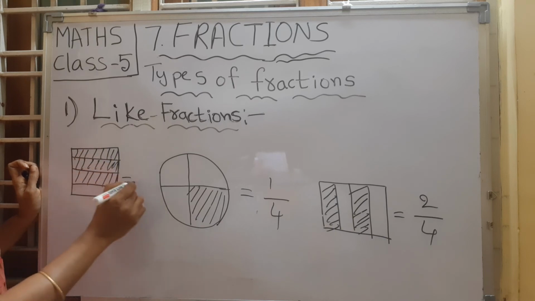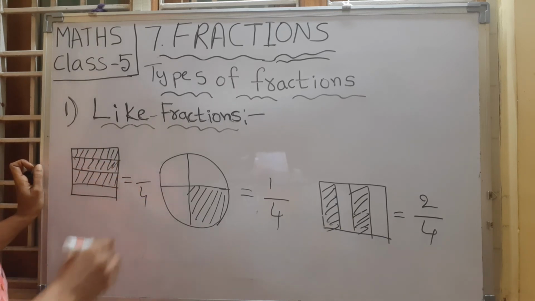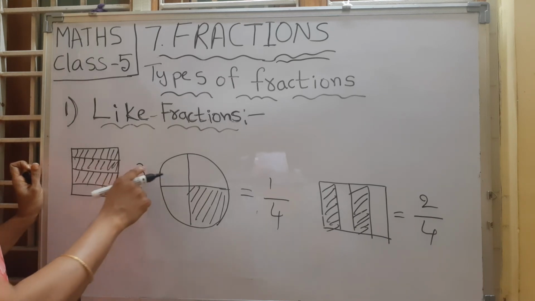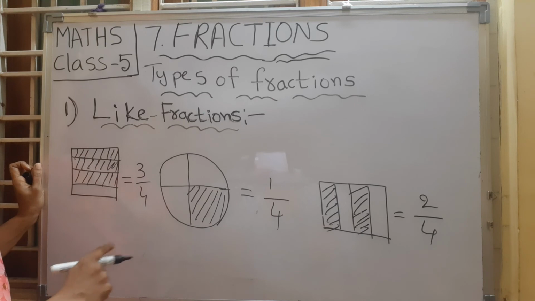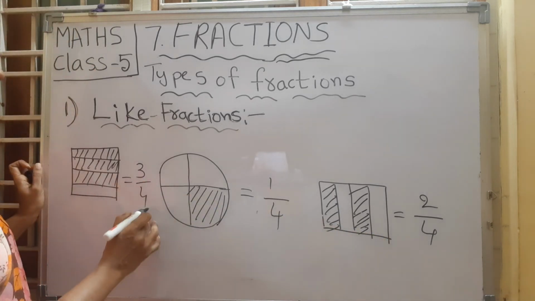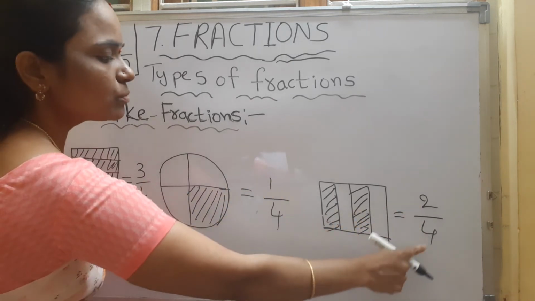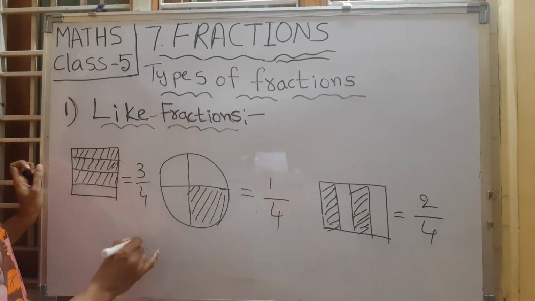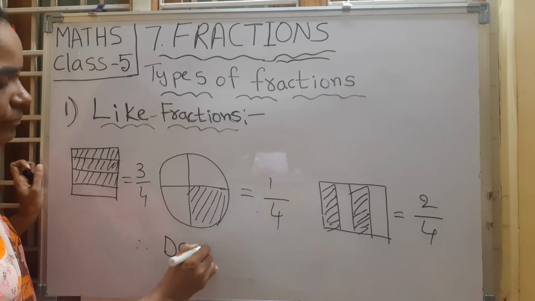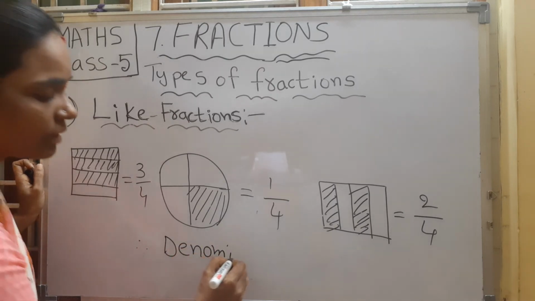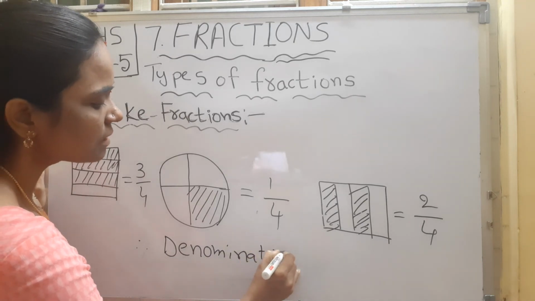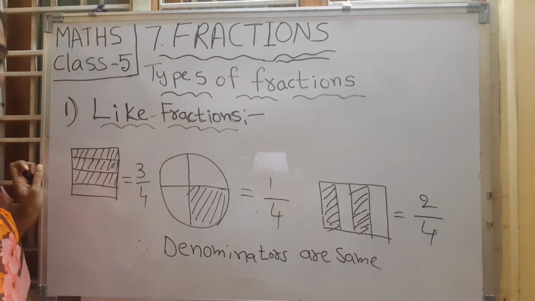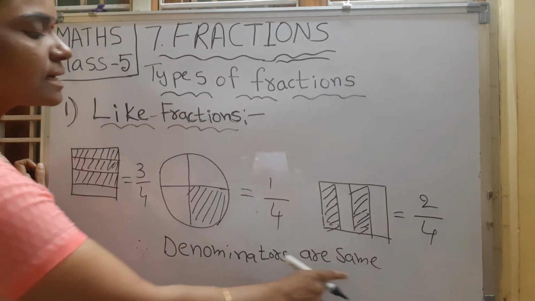So here there are total 4 equal parts. Out of 4, only 3 are colored. So what is the fraction for the given shape? Very good. 3 by 4. So once observe all these fractions. 3 by 4, 1 by 4 and 2 by 4. So here, what is your observation, children? Yes, denominators are same. For the given fractions, denominators are same.